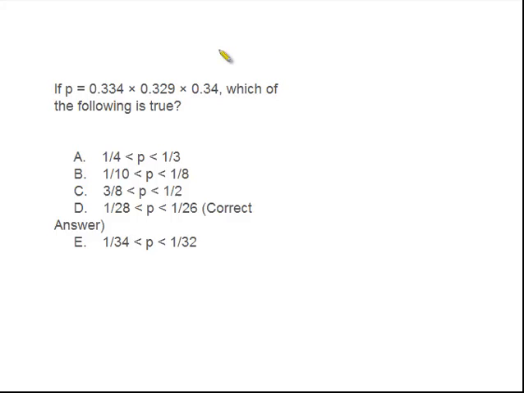We have the question: if p equals 0.334 times 0.329 times 0.34, which of the following is true? And so what we want to do is first get an idea of what p actually is. We have 0.334, 0.329, 0.34. All of these are pretty close to 0.333.